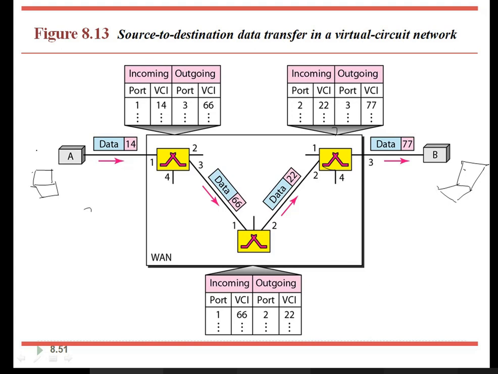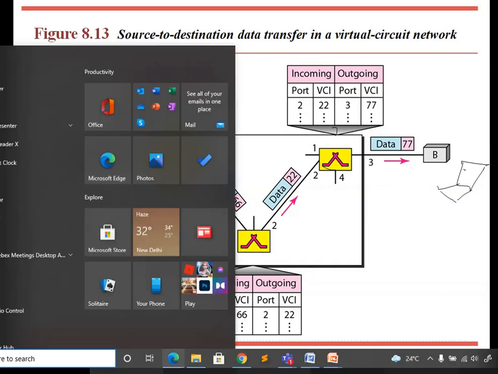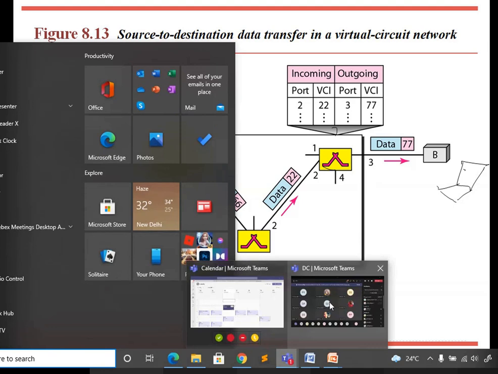If you want to send a file, consider a PDF file, that PDF file completely cannot fit into a frame. It will be divided into a set of frames, and each frame is going to follow the same route. The route is not going to change. Whatever data comes from A to B is going to follow the same route for all the remaining packets. I told you to go through the diagram.